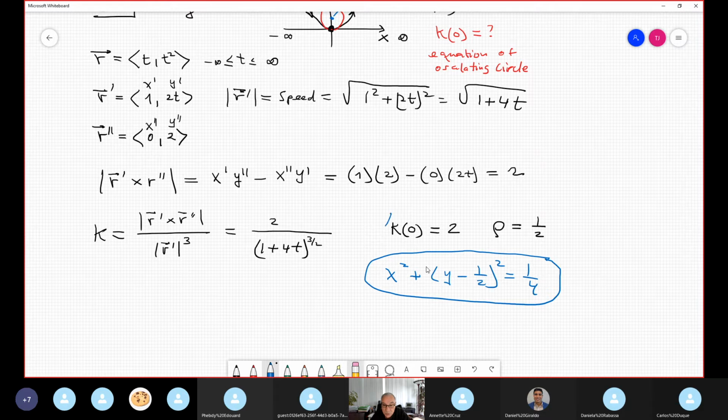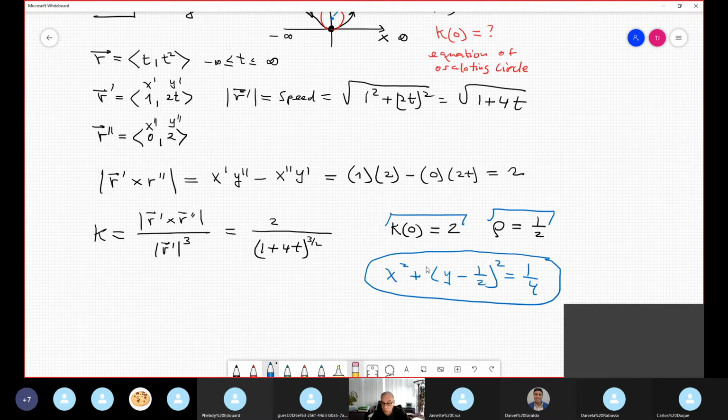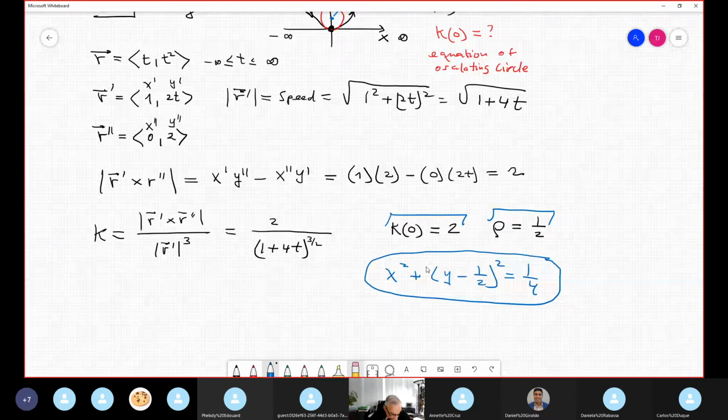Compute the curvature of the parabola at t equals 0 and the radius of curvature. Any question? Any question? No, professor. Okay, super.